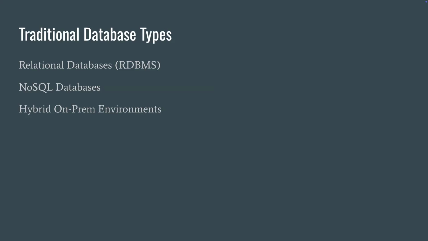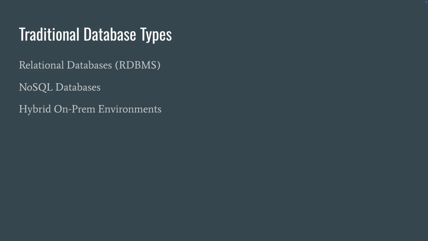Traditional database types. There are different types of traditional databases. They are relational databases, which are the most common type, such as Postgres, Oracle, SQL Server, and MySQL. And they organize data into tables with rows and columns. NoSQL databases, such as MongoDB, Cassandra, are used for large-scale data processing, distributed environments, or unstructured data, and hybrid on-prem environments.